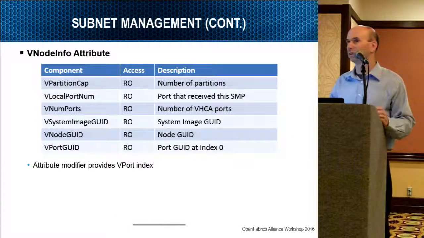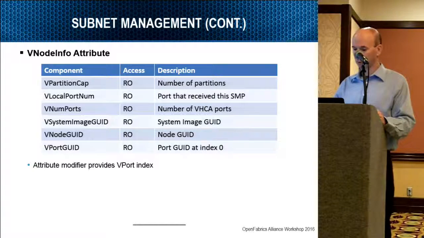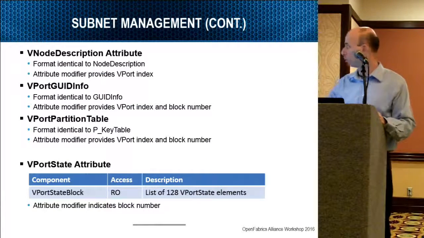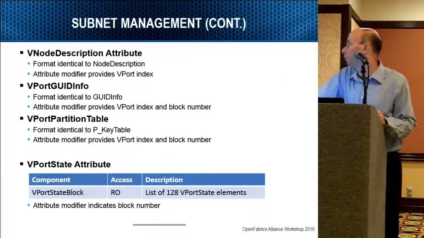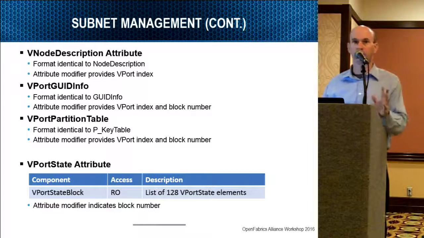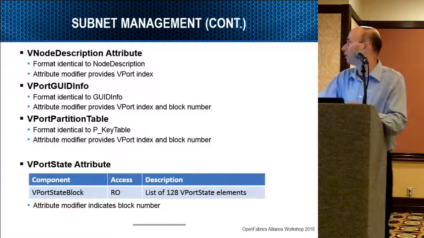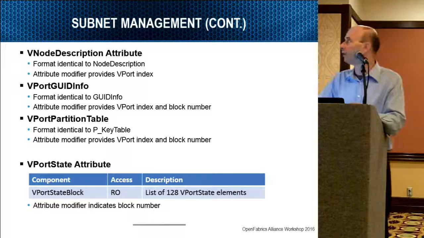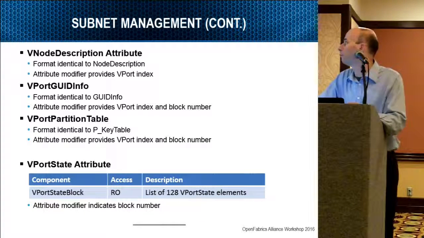The node info is the same as for physical ports, nothing new here. And the same goes for node description, GUID info, partition table. The only difference of these attributes, I mean, they have the same format as the physical port. The only difference is that they have a VPort index indicator, so management can program these on a VPort basis. The last attribute, which is interesting, is the VPort state, and this is new.